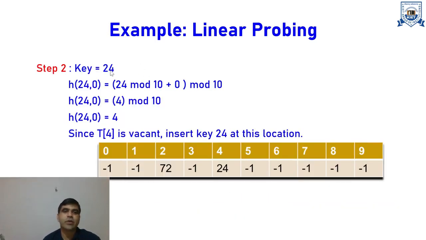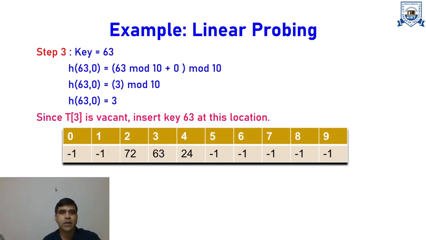Now the second value is 24. For 24 we apply the same hash function, and in this case it gives location 4. Earlier it had a -1, so now we store 24 in its place. In this case also no collision occurs. Now we want to store 63. Again we apply the same hash function, and we get the value 3. The third location is free, hence we store 63 at index 3.